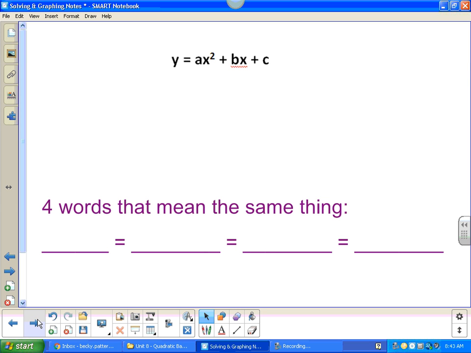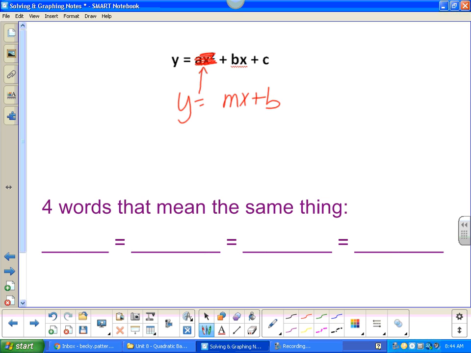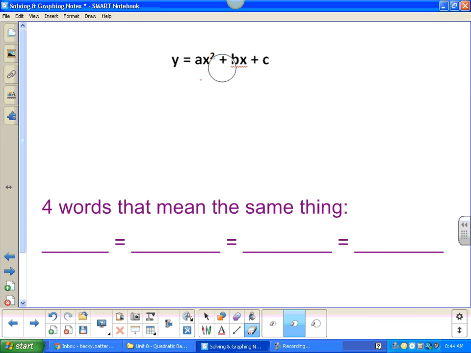So this is your general form for a quadratic function. For it to be quadratic, it absolutely must have an x squared. If it didn't have this piece, then this is really y equals mx plus b. It's really linear. So it has to have that x squared to be quadratic. So that's what you're going to look for. Every time you see an x squared, you know it's going to be quadratic.